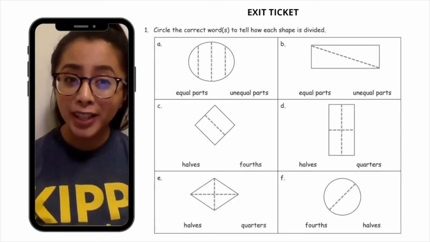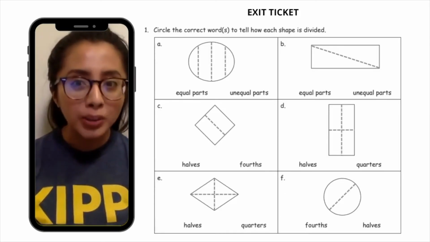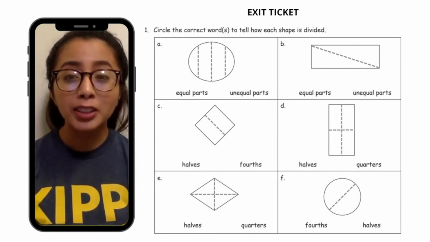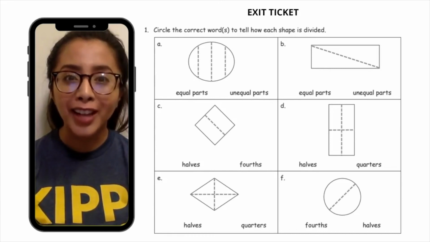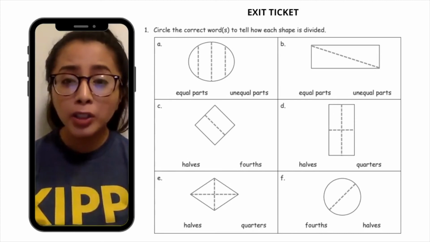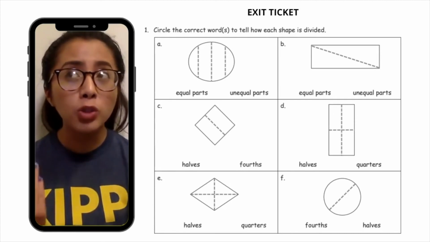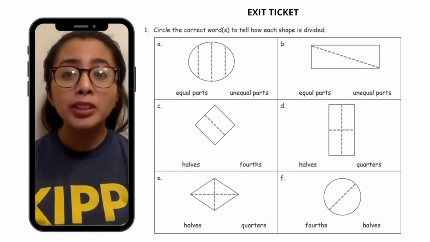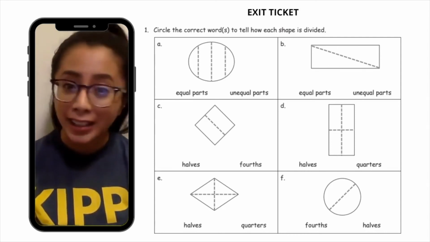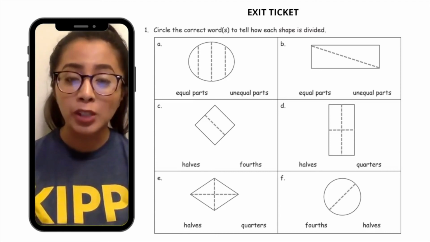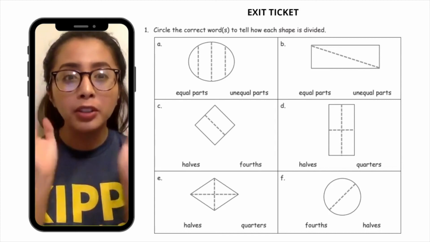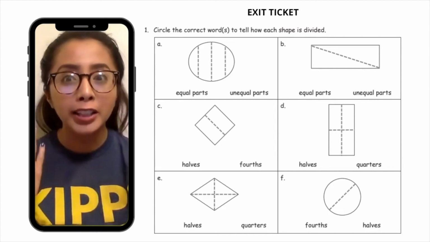Okay, now let's practice figuring out what words will match this picture. So we're going to start with A and go all the way to letter F. So looking at letter A, does it have equal parts or unequal parts? So which one would we circle? We would circle unequal parts. That means that the parts are not equal. We just talked about this shape and we noticed that the two parts at the end are way smaller than the parts right in the middle, so it's unequal.